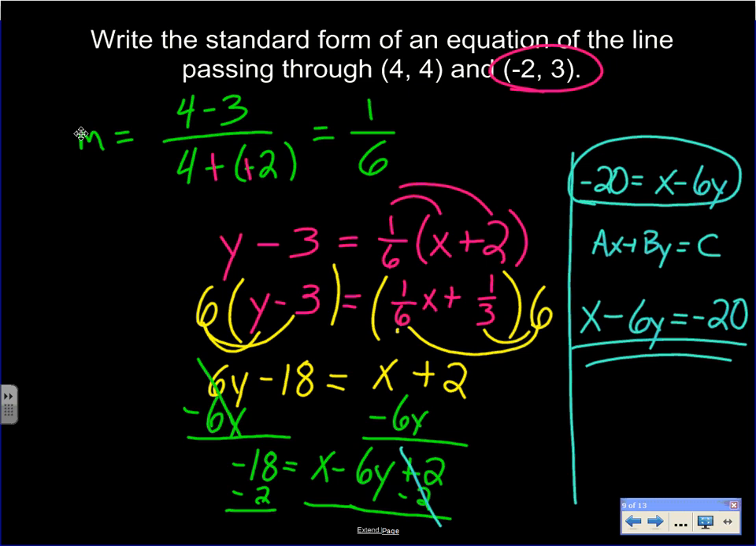All guidelines are met. A, B, and C are integers. There are no fractions, no decimals. A and B are both not 0, and the suggestion that A is positive is true here. A is that 1 in front of the x.